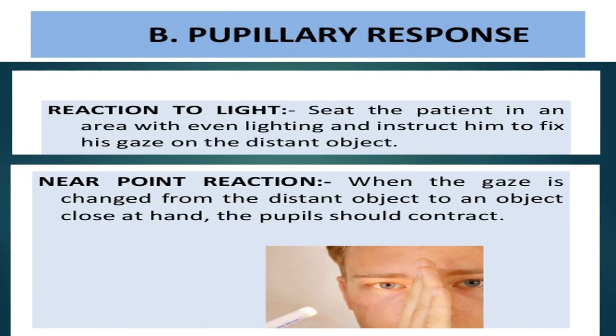In pupillary reaction, you need to check the reaction to the light and the near point reaction. For reaction to the light, see the patient in an area with even lighting and instruct him to fix his gaze on a distant object. With the help of this, you can know the pupil's reaction to light. Near point reaction: when the gaze is changed from the distant object to an object close at hand, the pupil should contract. Yes, you need to check on this.